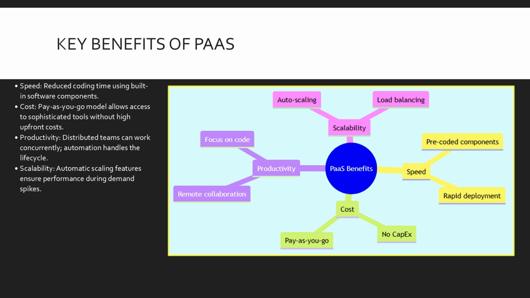intervention. This mind map breaks down the core benefits of PaaS. Starting from the center, we branch out to speed, driven by pre-coded components. Cost is minimized through the OpEx model. Productivity is boosted by enabling remote collaboration and removing infra tasks. Finally, scalability is achieved through built-in auto-scaling and load balancing features.